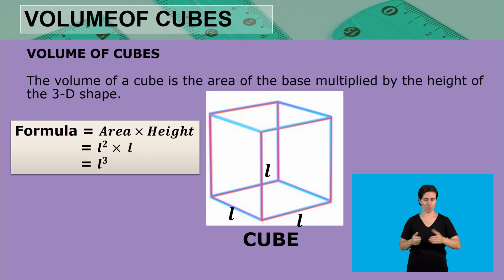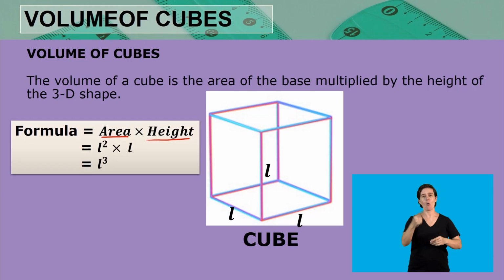So when we are calculating the volume, that will be the area of the base multiplied by the height. And because this is a cube, the base is a square, and all the faces of this cube are squares, which means that the length, the breadth, and the height are going to be exactly the same. So looking at the formula, remember, the area of a square is the length squared.